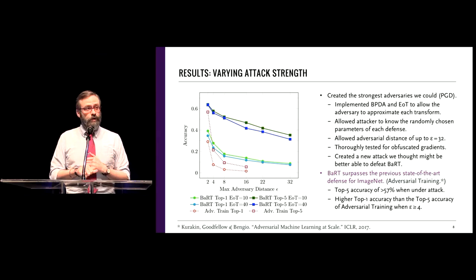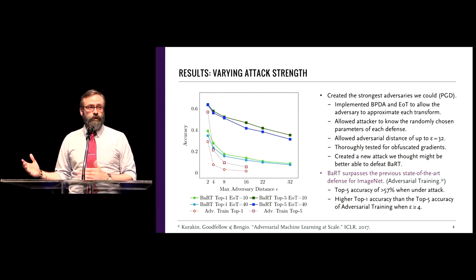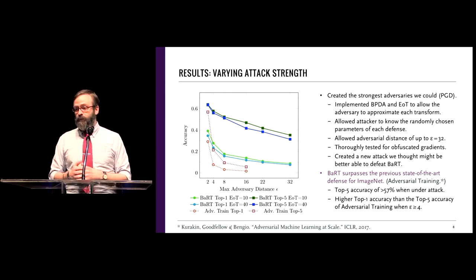We based most of it on PGD attack. We implemented BPDA and expectation over transform to allow the adversary to backprop through all these transformations we applied. We were completely white box. We allowed the attacker to know the parameters of our defense in addition to the network itself. We allowed huge adversarial distances, and we even went so far as to create a new attack we thought might work a little better.